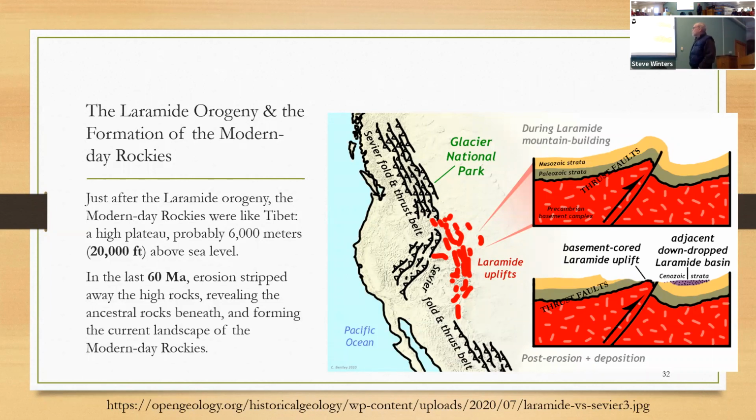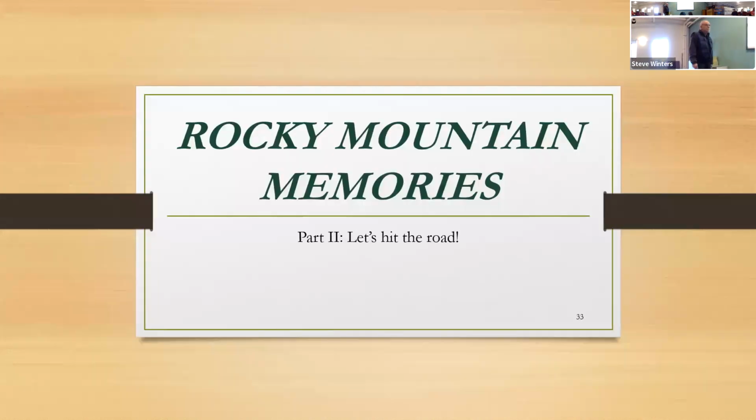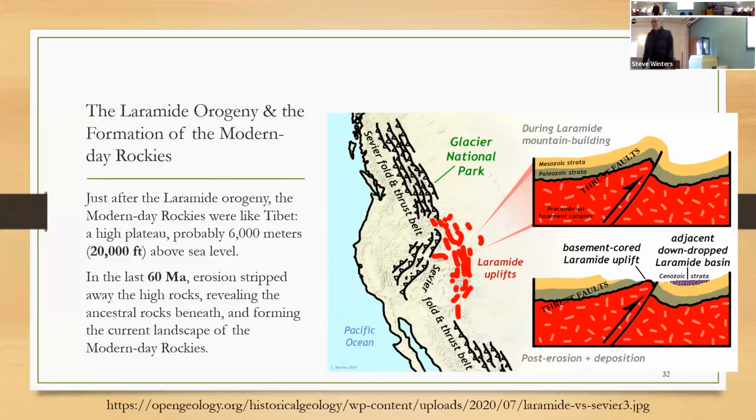Just after this mountain-forming event called Laramide, we end up with a pretty high plateau, Tibetan scale, 20,000 feet. That's pretty doggone high. In the last 60 million years since that uplift event at the Laramide, erosion has stripped those high rocks, and you can see the ancestral rocks below, and everything's exposed there. If you know where to look, you can see the ancestral Rockies situated in there with the modern-day Laramides. Covered a lot of geology in 5 minutes.